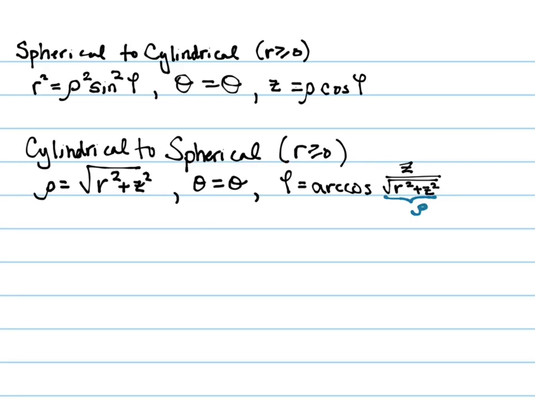All right, you ready to try some? Yes, sir. David, do you have a question? Why is it r squared equals rho squared sine squared phi and not just r equals rho sine phi? Why is it written that way? It's a good question. I'm not sure why they have it written that way. I hadn't considered it. I just used what they had in your book.